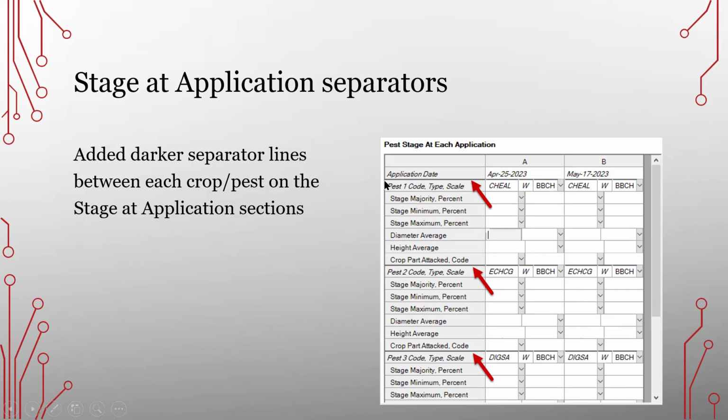So we just added a little bit thicker line to separate each of those pests, to try to make it a little more clear what you're looking at and how the data is structured, specifically on those two sections. So hopefully it's easier to read and easier to not lose your place when you're trying to enter in the data, separating out those different pests or crops.